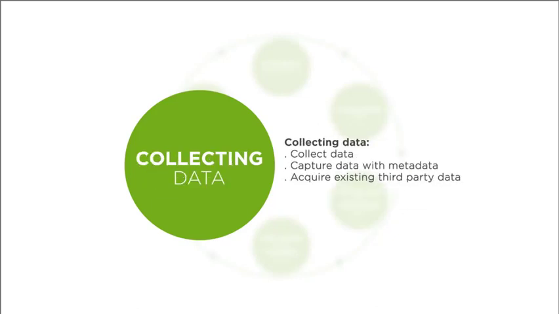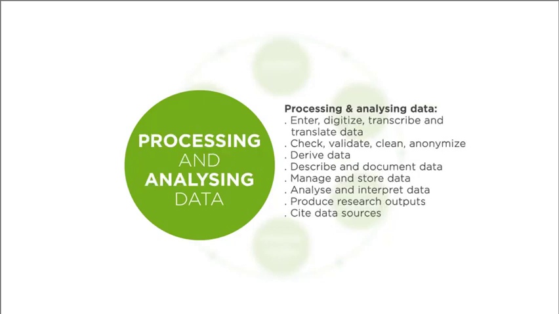The second stage is collecting data. It involves capture of data with metadata, and it also involves acquiring existing third-party data from other universities and other research labs for building upon their research. The third stage is processing and analyzing data. It involves entering, digitizing, transcribing, and translating data. It is effective in both qualitative and quantitative research. Translating data and transcribing data are more often seen in qualitative research.